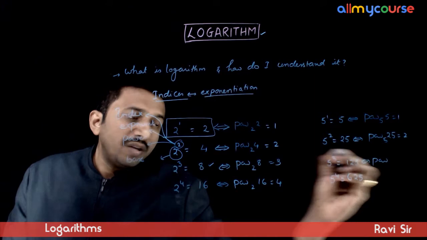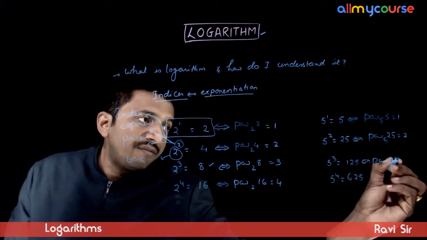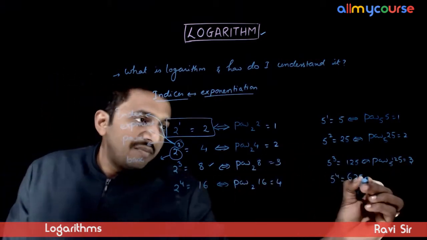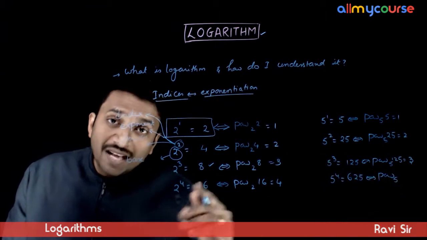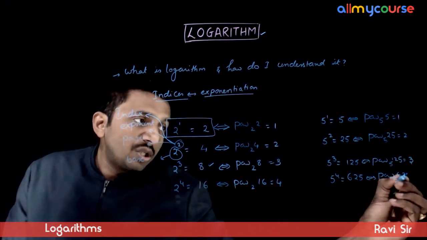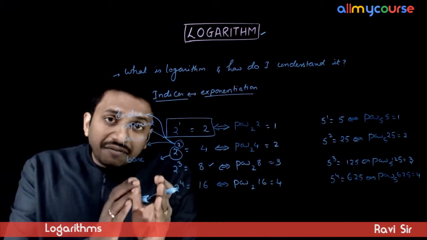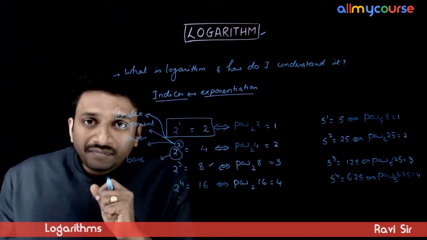What is the power to which base 5 has to be raised to get 125 as the answer? The answer is 3. Similarly, the power to which the base 5 has to be raised to get 625 as the answer is 4. So I hope you have understood this converse way of writing the same equation.